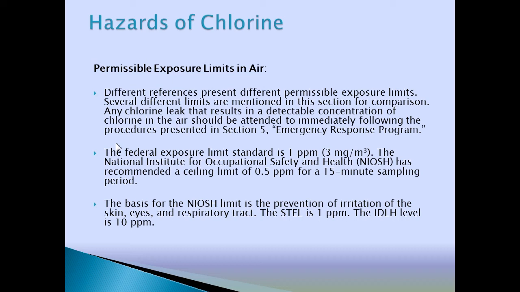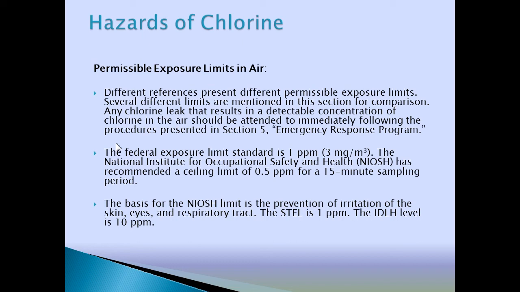Your federal exposure limit is 1 part per million, and that's from NIOSH, the National Institute for Occupational Safety and Health. They recommend a ceiling limit of 5 parts per million for a 15-minute sampling period, meaning you shouldn't go beyond 5 parts per million of chlorine exposure within a 15-minute cycle, or else it'll be a health hazard to you.